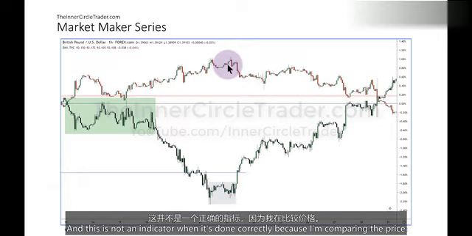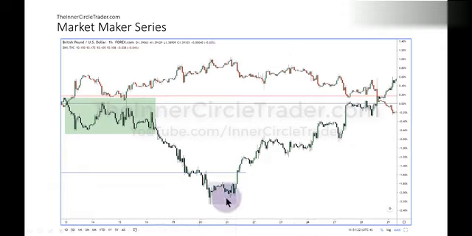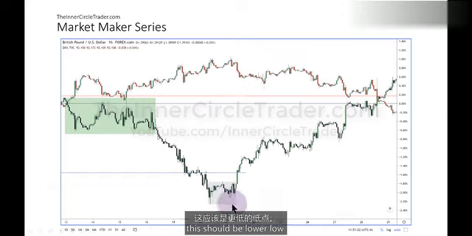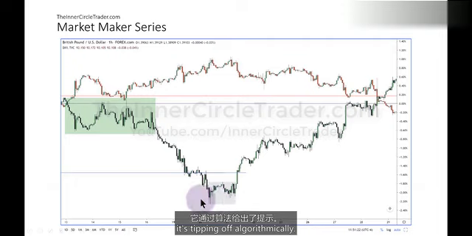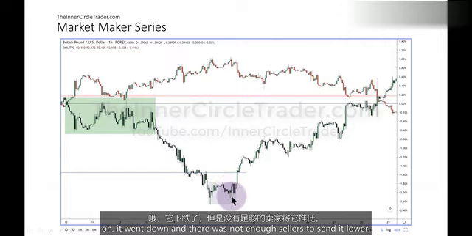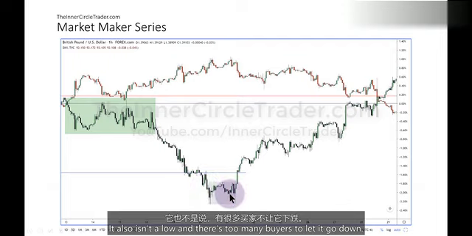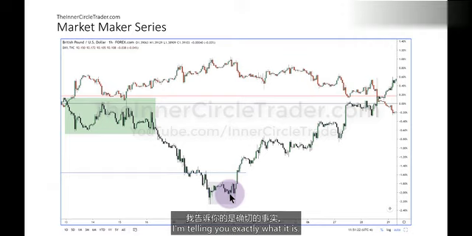And this is not an indicator when it's done correctly, because I'm comparing the price of one benchmark currency, the dollar, versus another currency pair, and they should be mirroring one another. Okay? So if this is higher high, this should be lower low. If it doesn't do that, that to me indicates there's a crack in correlation. Therefore, it's tipping off algorithmically. This is the signal that it sends. It's not, oh, it went down and there was not enough sellers to send it lower. That's not what that is. It also isn't a low and there's too many buyers to let it go down. It's not that either. I'm telling you exactly what it is.